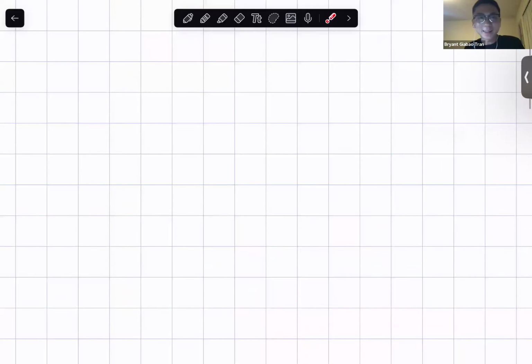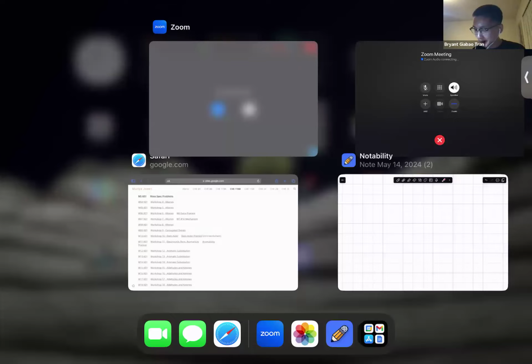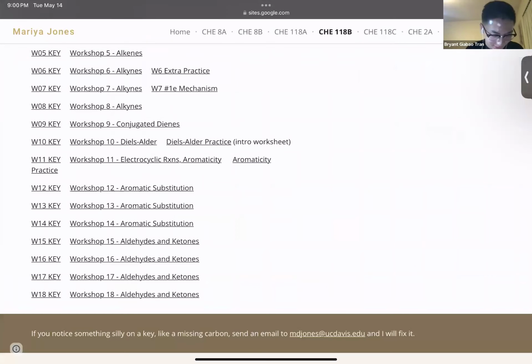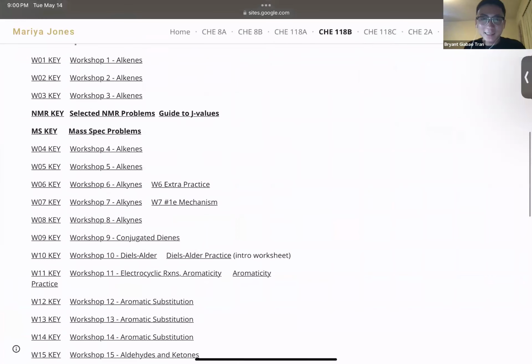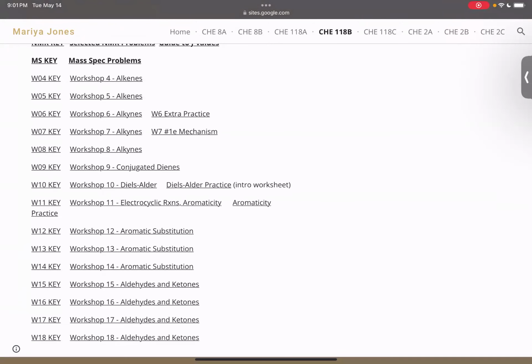So, we could get started by going over any questions you guys have first, or we could go over any worksheet practice problems. Could we go over the Diels-Alder by chance? Yeah. Do you want to go over the whole concept, or do you want to go over the practice problems from the Diels-Alder worksheet here? Maybe if we just do some practice. Yeah, let's do that.